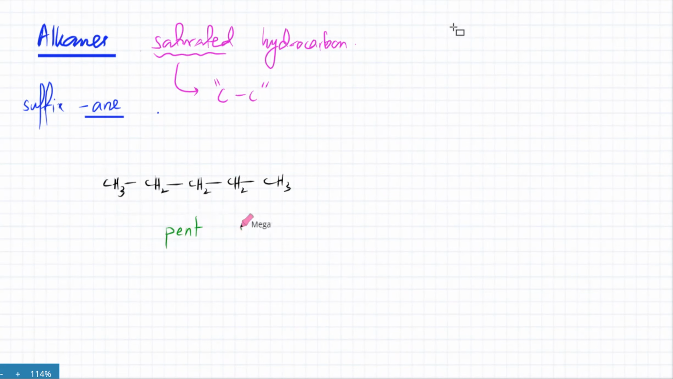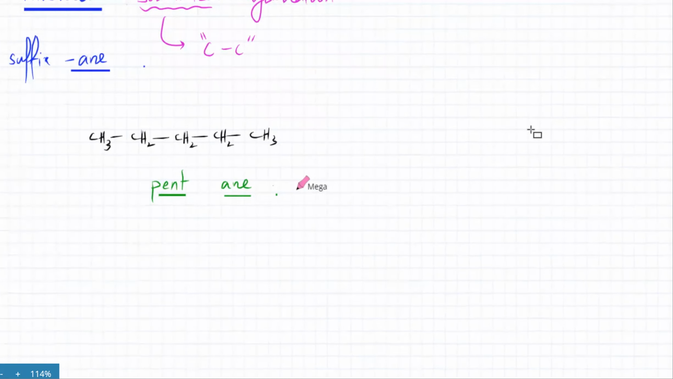And what would it end with? It would end with "ane." So the molecule would just be pentane, right? And I'm assuming everyone knows this. So is this clear? Alkanes. Yes, sir. Okay, so we're done with alkanes. We know how to name alkanes.